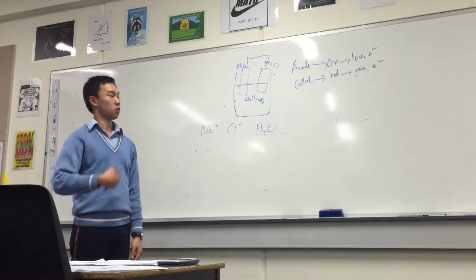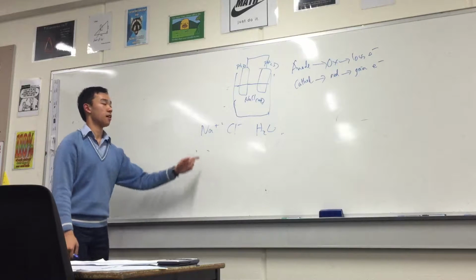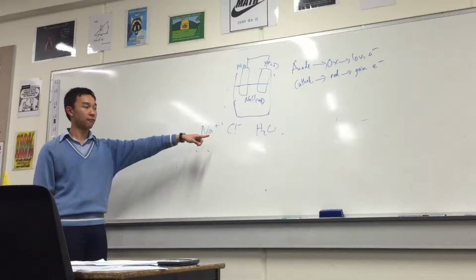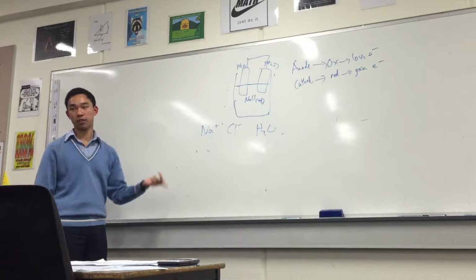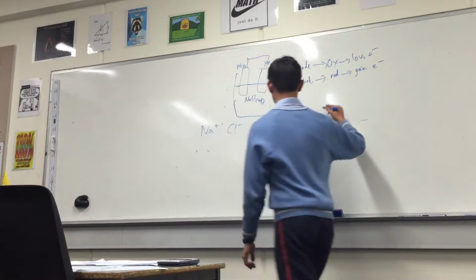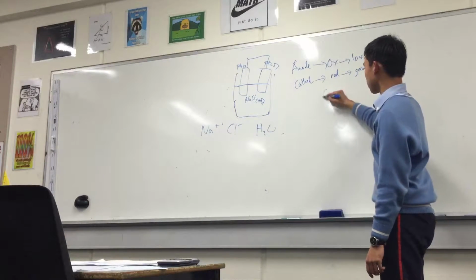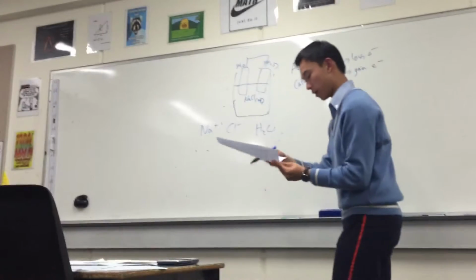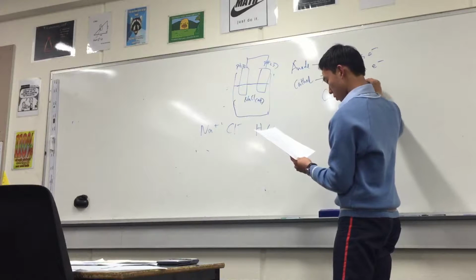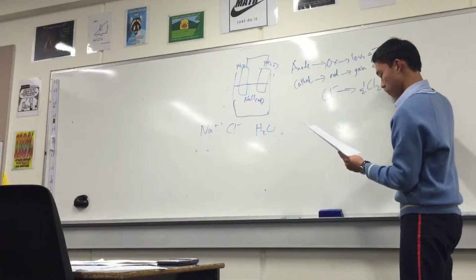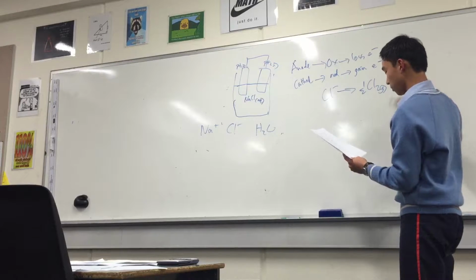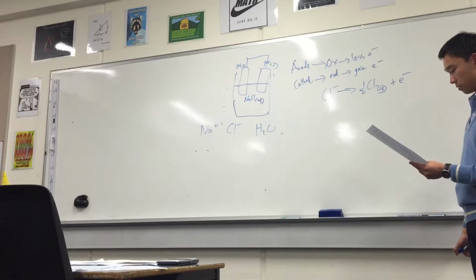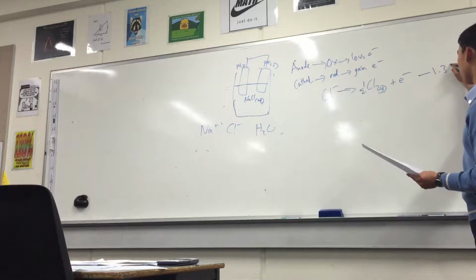Now look at my anode. What is going to be oxidized? What is going to lose electrons? Na+ is not going to become Na2+. It's not going to lose any more electrons. So I only have to deal with Cl- and H2O at my anode. Make sense? So what's my equation for Cl-? It's loss of electrons: Cl- becomes half Cl2 gas plus an electron. How much energy does that take me? Negative 1.36 volts.